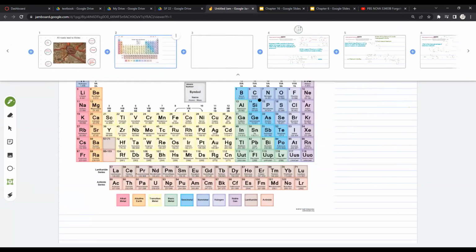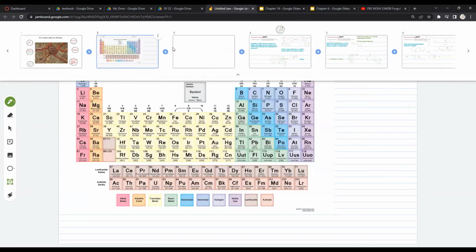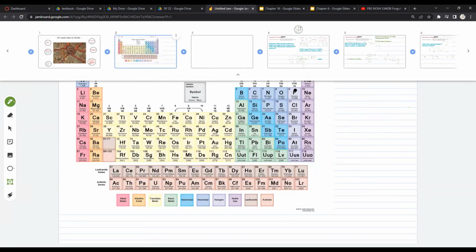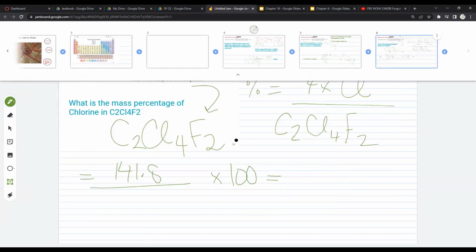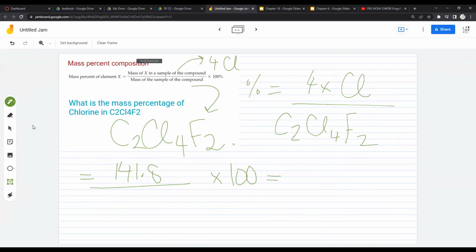Carbon is around 12. We have 2 carbons, so 12 times 2 plus 4 times chlorine. And in this one, we had 2 fluorines. Fluorine is here, 18.9. So we have to add all of them up to find the molar mass for this compound. You should find it as around 203, 204. So your total answer ends up becoming around 69.58%.